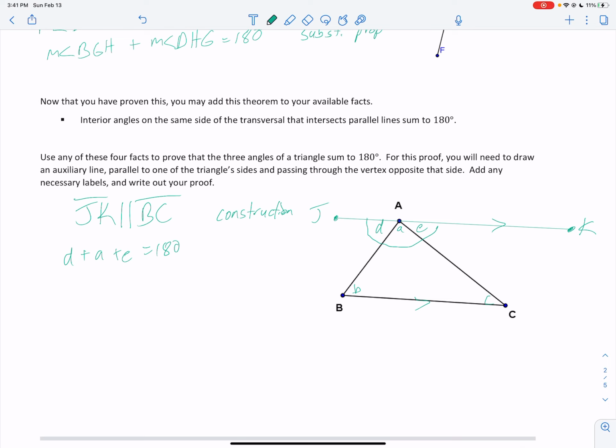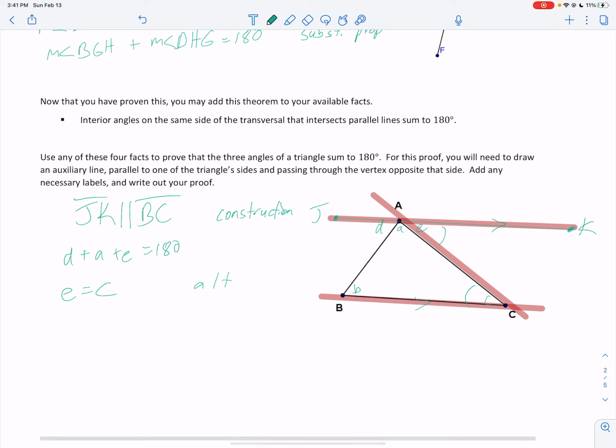So when we look at this, we can use our other facts about transversals. We look at this line and this line, and say that we have our parallel lines and we highlight our transversal. We don't actually have to highlight it. That doesn't do anything for our proof. It's just nice for us to see. Well, using this, we can use alternate interior angles, because that's one of the facts that we can use, to say E equals C. And that's because of alternate interior angles.